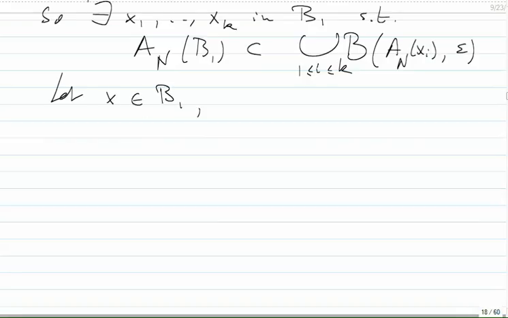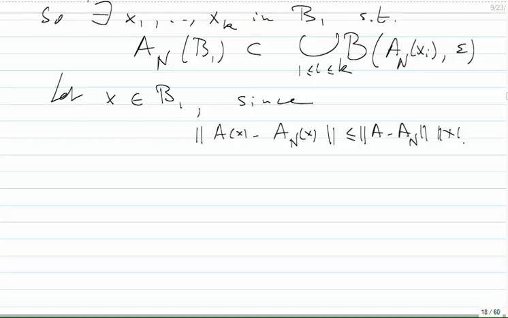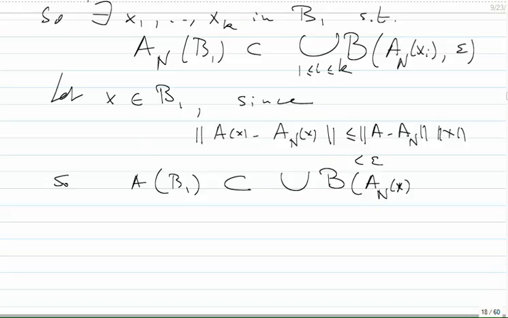Then we have, since the norm of A of x minus A_n of x is less or equal than the norm of A minus A_n times the norm of x, which is less than epsilon. So A of B1 is in the union of the balls centered at A_n of x with radius epsilon, x belongs to B1.